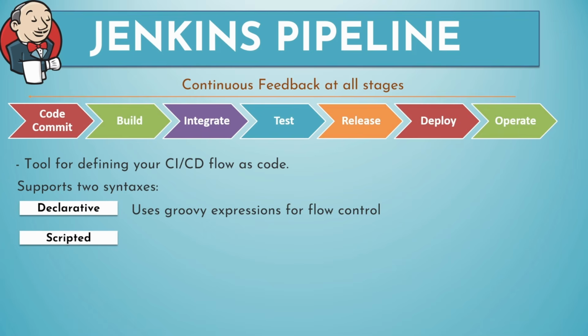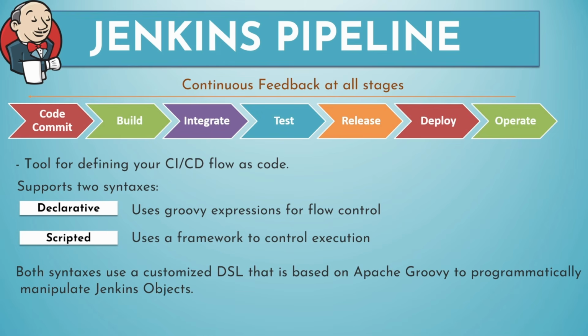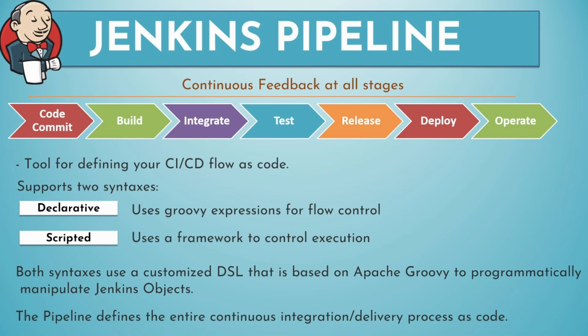Declarative syntax uses Groovy expression for flow control. However, scripted pipeline syntax uses a framework to control execution. Both syntaxes use a customized DSL that is based on Apache Groovy to programmatically manipulate Jenkins objects. The pipeline defines the entire continuous integration and delivery process as code.